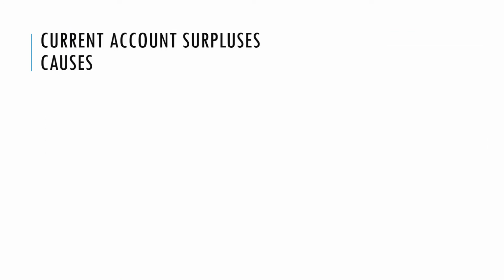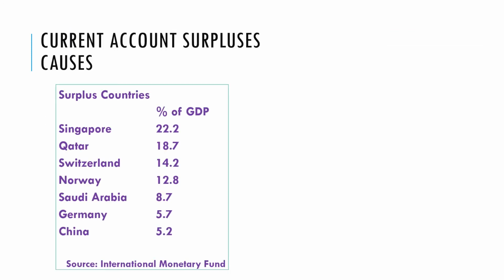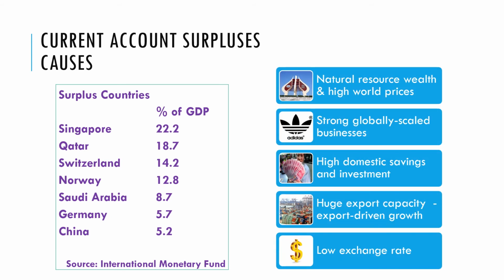Now let's look at some countries that have current account surpluses. Here we have 7 countries that traditionally run current account surpluses, essentially telling us that they export more than they import. So what would be some reasons, some causes of current account surpluses? Well, often we see that countries with a high level of natural resources can benefit, particularly if these commodities have high world prices. So for Qatar with their oil, Norway with their gas, Saudi Arabia with their oil as well, they can export these natural resources, and if they have high prices, this might be the case.